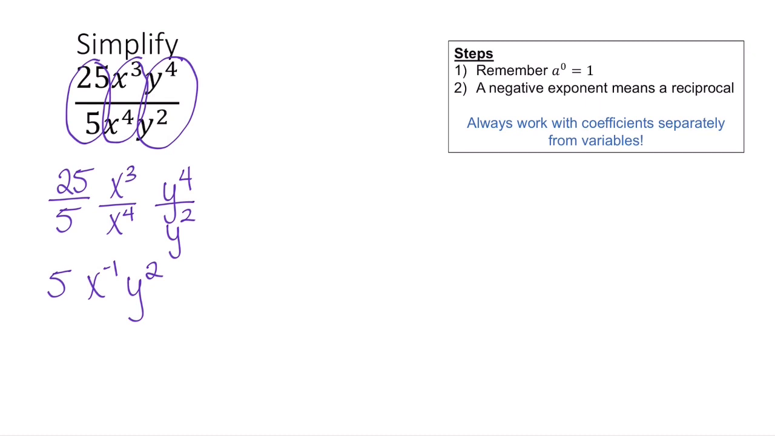So now we want to rewrite this problem using positive exponents, okay? So that x to the negative 1 is telling me it's in the wrong place. So it wants to be moved to the denominator. So what we can do is rewrite this as 5y squared over x. So when it moves to the denominator, it's going to become a positive exponent.